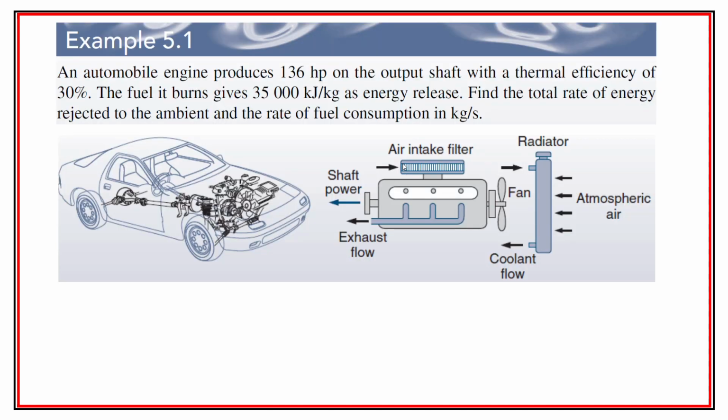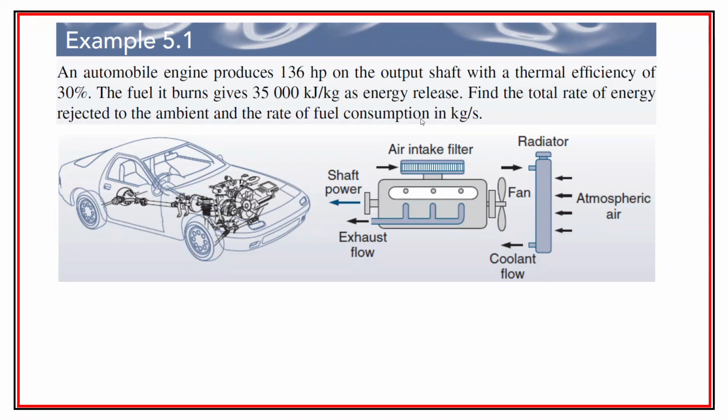Okay, so here's an example from Borgnakke. This automobile produces 136 horsepower, and I'm using American horsepower instead of the European horsepower, which is a little different. On the output shaft, with a thermal efficiency of 30%, the fuel burned gives off 35,000 kilojoules per kilogram as energy release, which, by the way, doesn't agree with most places for the heat of fuel in gasoline. But anyway, find the total rate of energy rejected to the ambient and the rate of fuel consumption in kilograms per second. Personally, what I would like in looking at this is numbers that I'm familiar with, so I'm going to adapt this example.